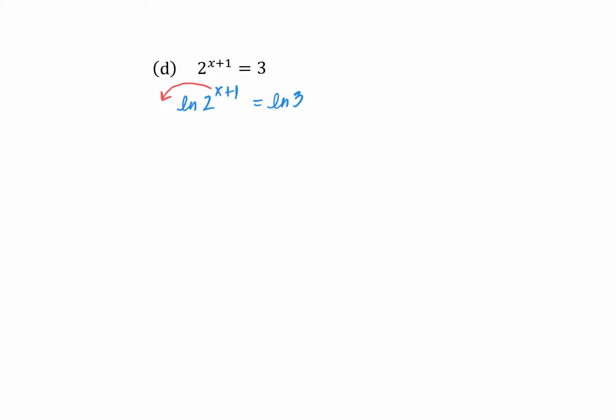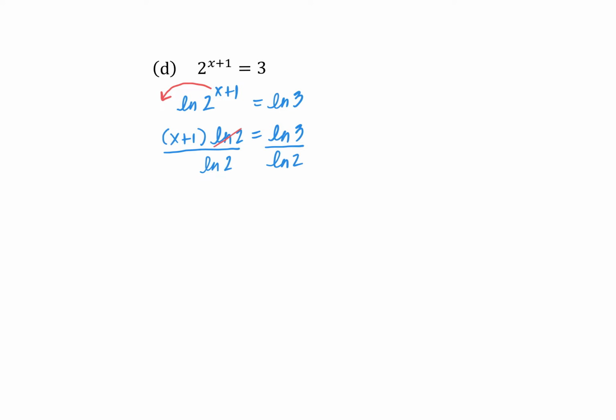In this case, when I bring the x plus 1 out in front, remember this is going to be in parentheses, and it's going to be times natural log of 2. So that's going to be equal to natural log of 3. Now, natural log of 2 and natural log of 3, they look weird, but they're just numbers. Put them in a calculator, you'll get some decimal approximation. So the goal is to solve for the x. I want to get rid of the natural log of 2. I'm going to simply divide both sides of this equation by natural log of 2.